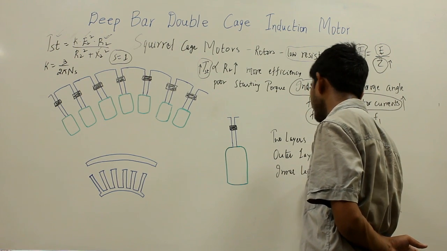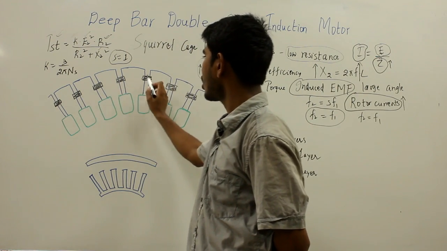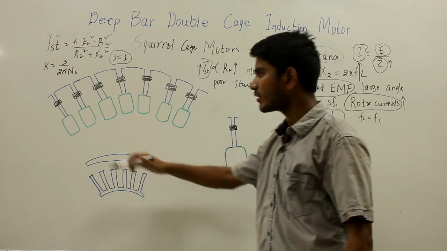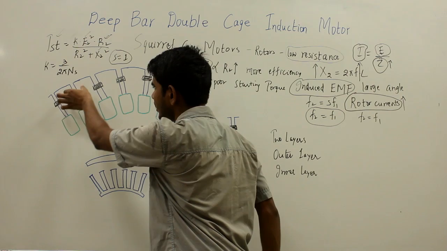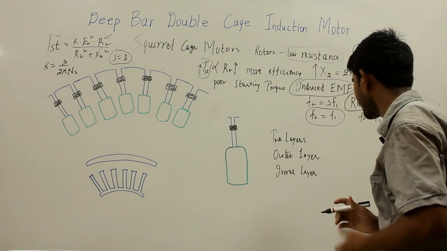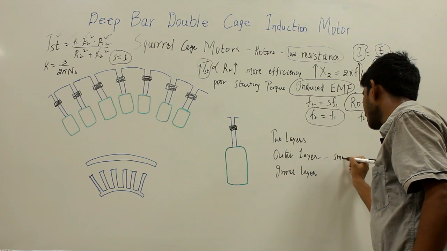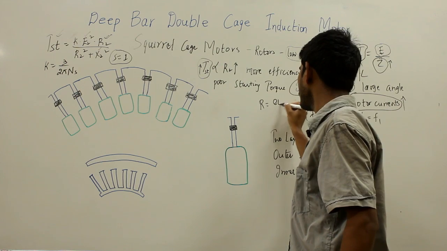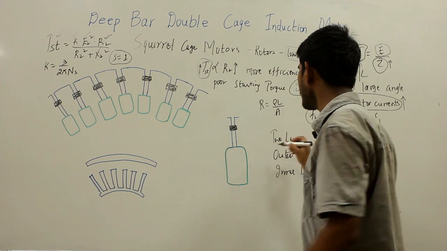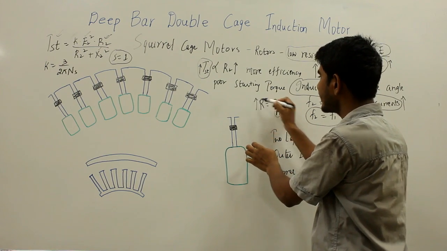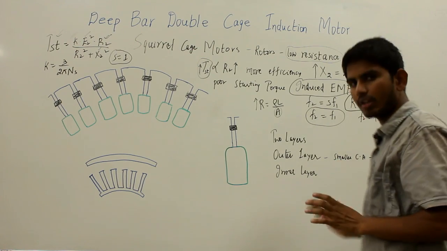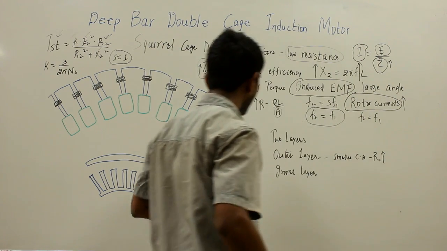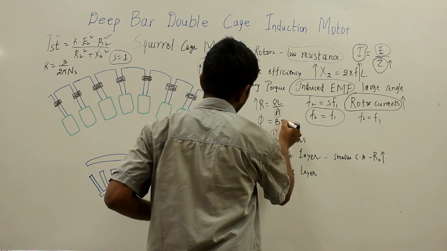Now from the figure you can see, this black portion is your outer bar, and the green portion represents your inner bar. The outer bars have a smaller cross section area, and we know that the resistance R can be given by rho L by A. That means the smaller the cross sectional area, the higher the resistance. So the outer bars have a higher resistance.